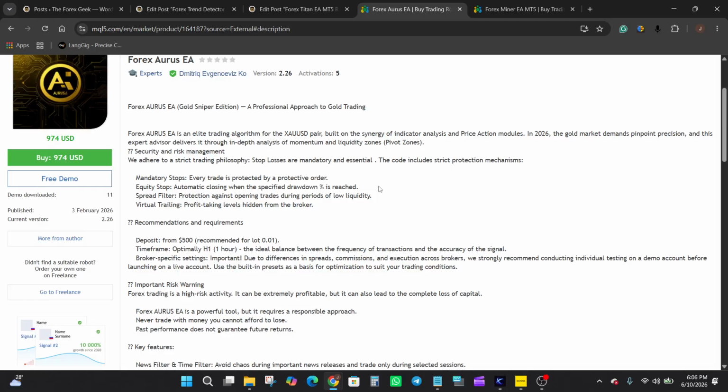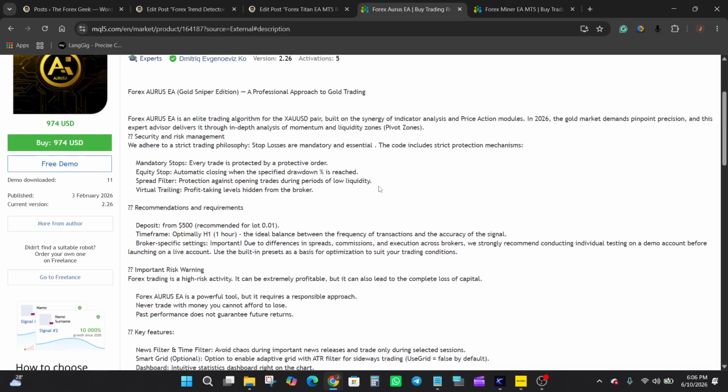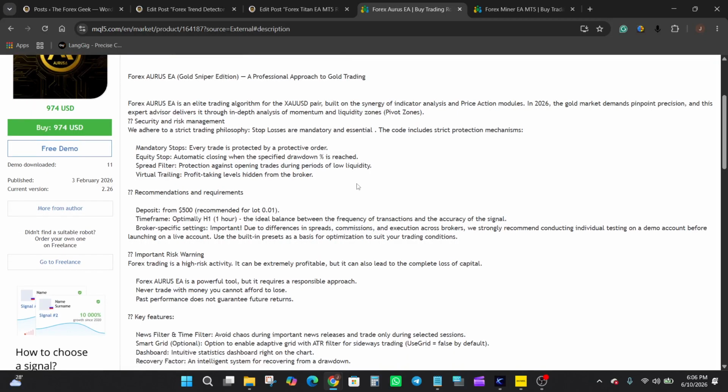Now, scrolling down, one of the first things that stands out is the risk management structure. It clearly states that stop losses are mandatory on every trade, which means every position is always protected. It also mentions an equity stop mechanism that can close trades automatically once a drawdown threshold is reached, which is designed to help control overall account risk exposure.